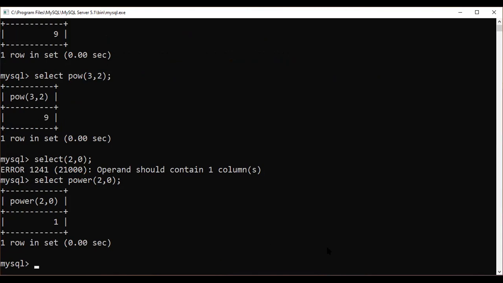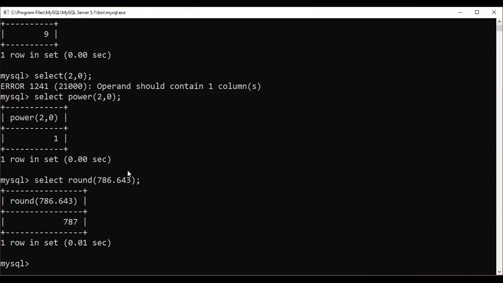Next function is round, round of x. What does it do? It returns the number rounded to the nearest integer. So select 786.643. You have to mention the function, select round, and give a semicolon. So what will be the output? 787.